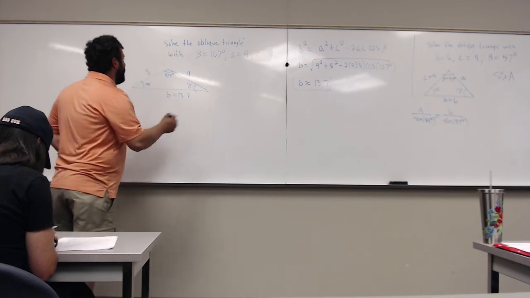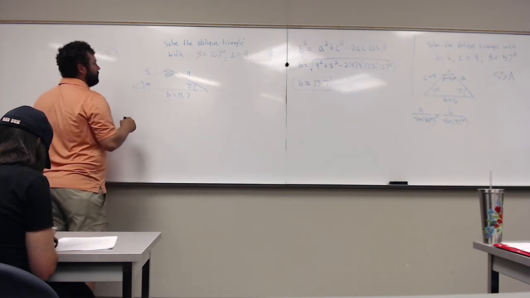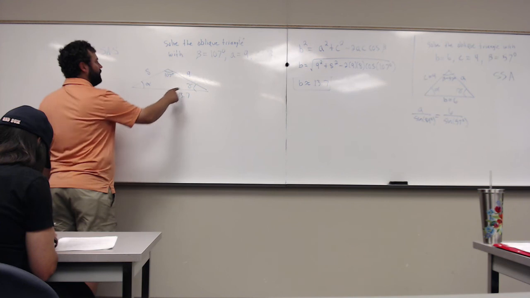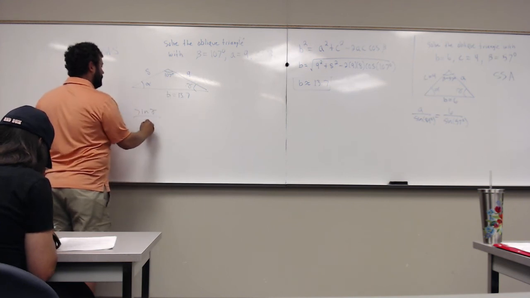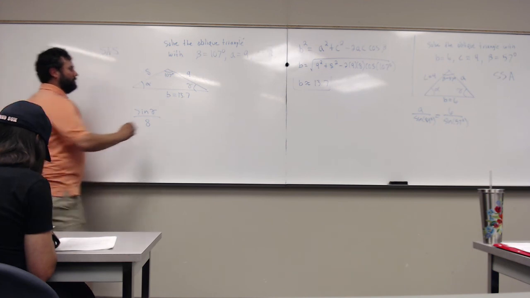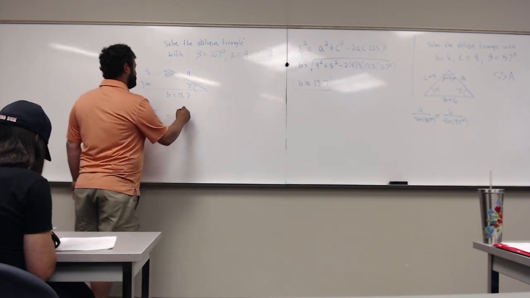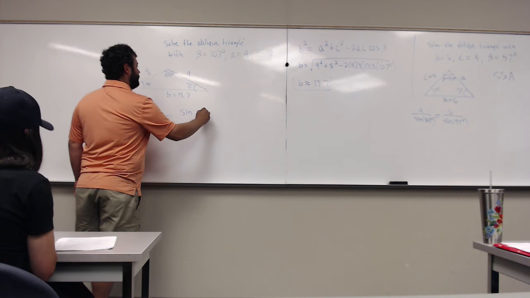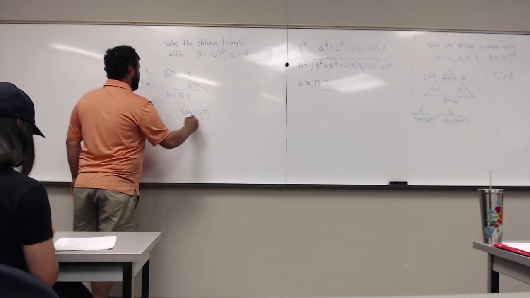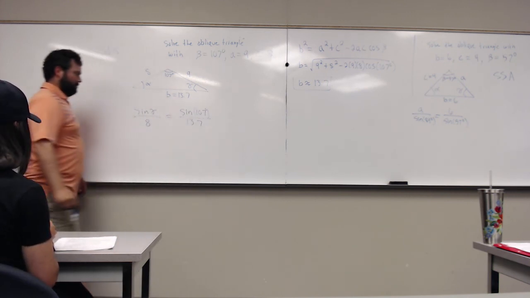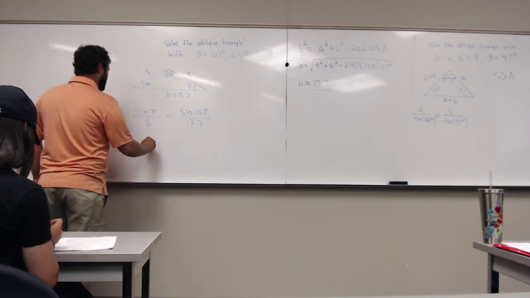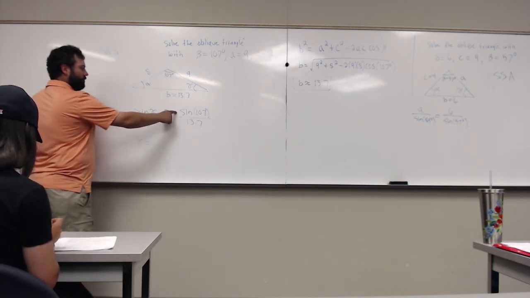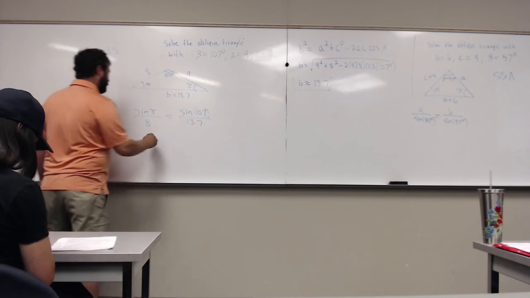Okay, so if I use law of sines, it doesn't matter which one I find first. Say I want to find gamma. You can do sine gamma over its opposite side of 8 equals sine 107 over its opposite side 13.7. And then the 8 gets moved over to the right, and then you apply sine inverse on both sides.